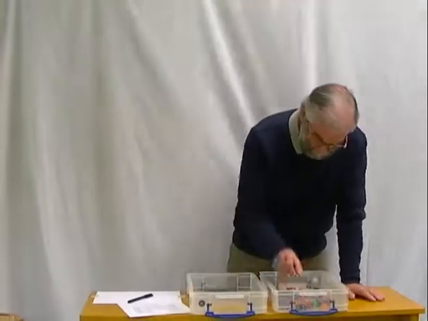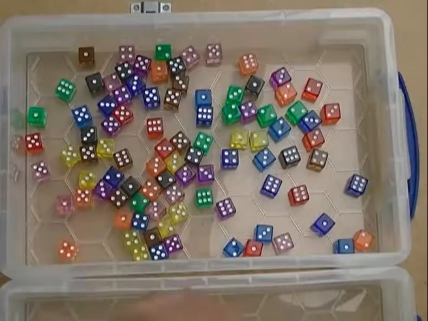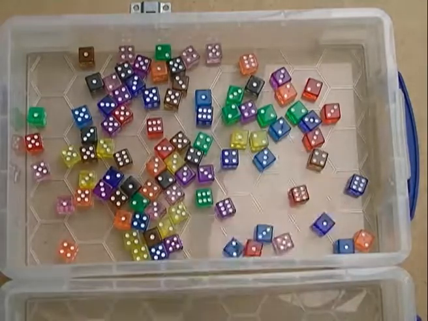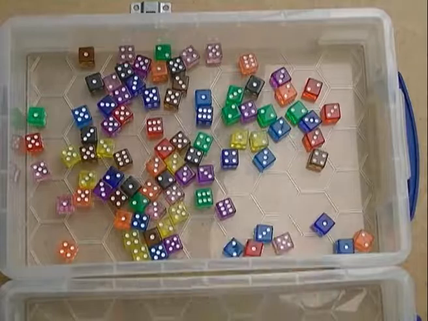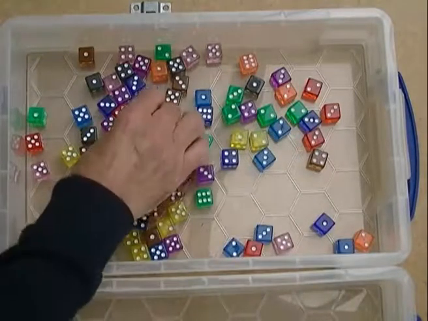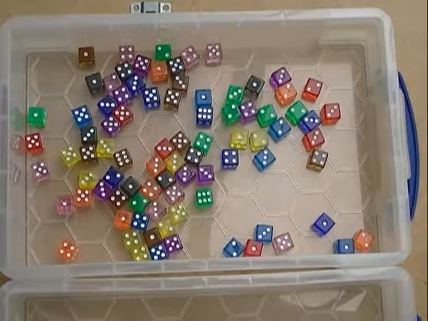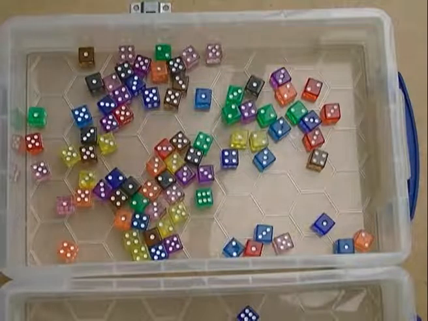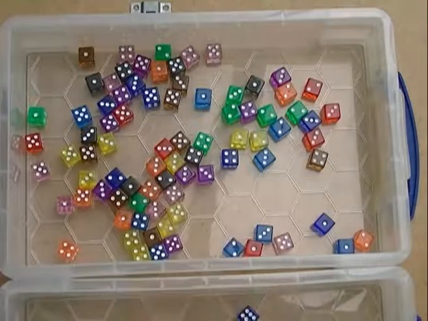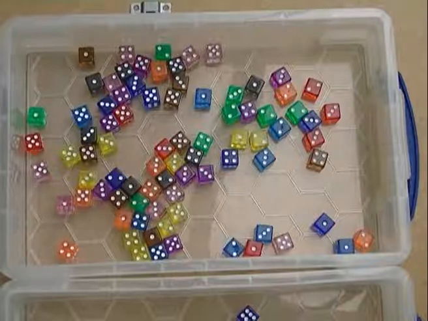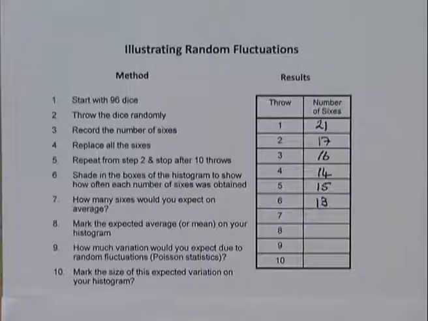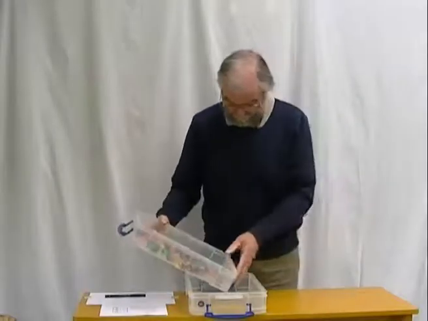How many this time? 1, 2, 3, 4, 5, 6, 7, 8, 9, 10, 11, 12, 13. So that looks like 13 again. 13 sixes. Let's throw again.